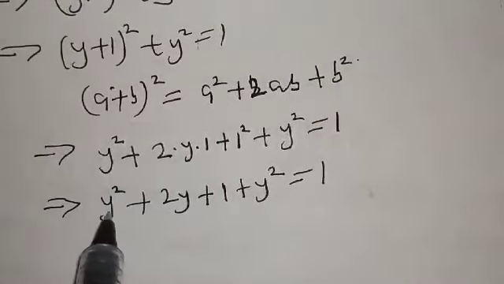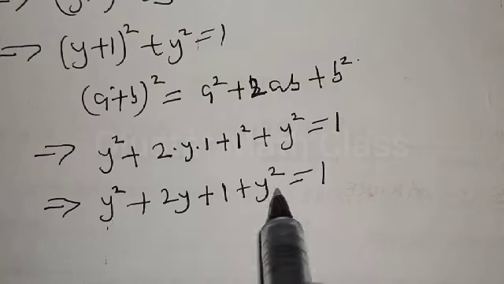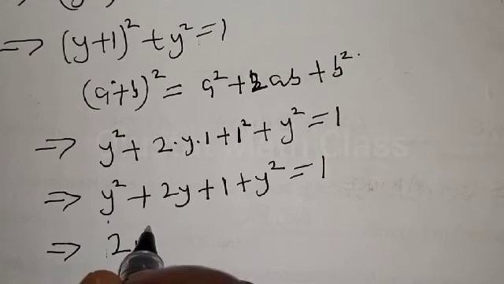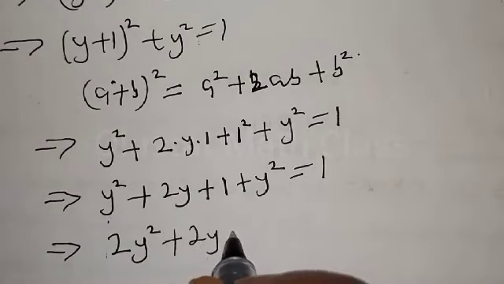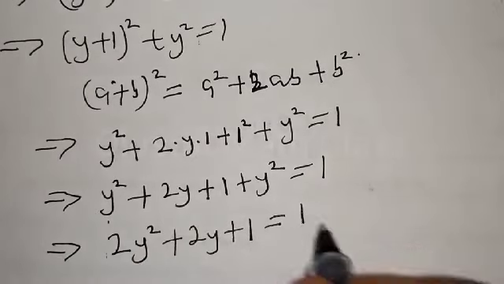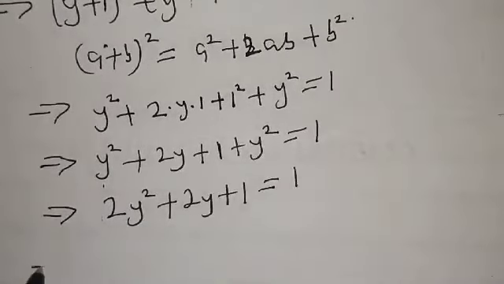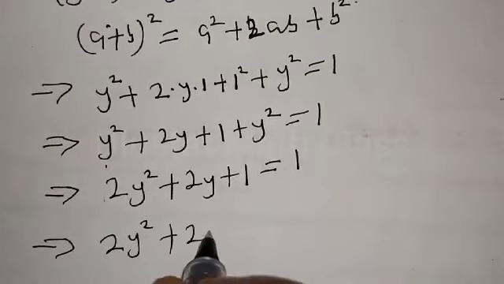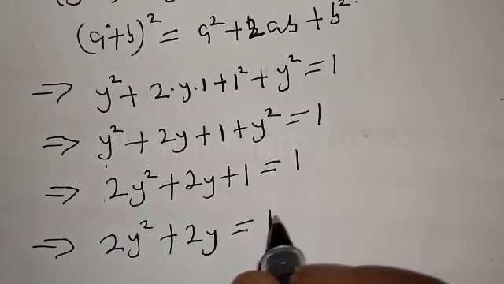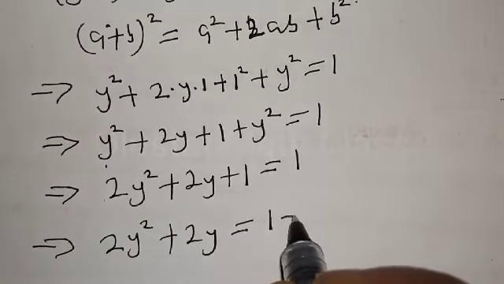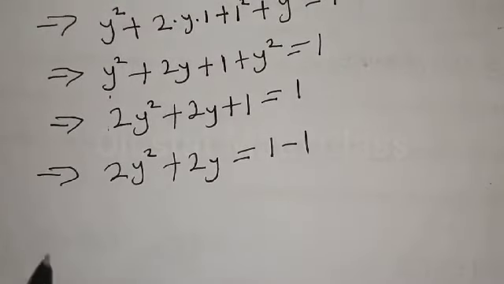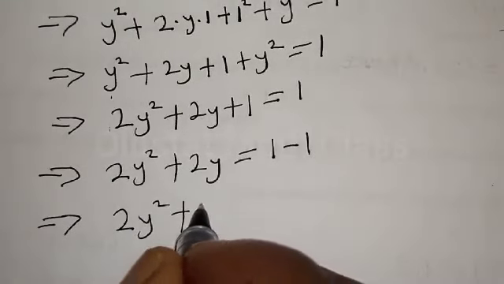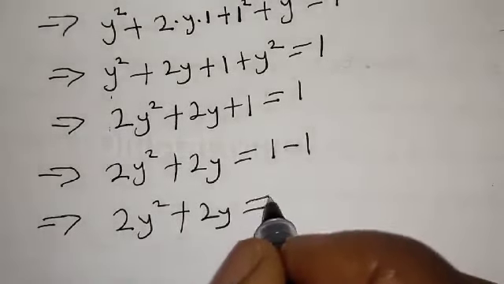Now, what do we do? Y squared is here and y squared here. Y squared plus y squared, we have 2y squared. This implies that 2y squared plus 2y plus 1 equal to 1. Now, what next? If this plus 1 crosses the other side, it becomes minus 1. This implies that we have 2y squared plus 2y equal to 0.